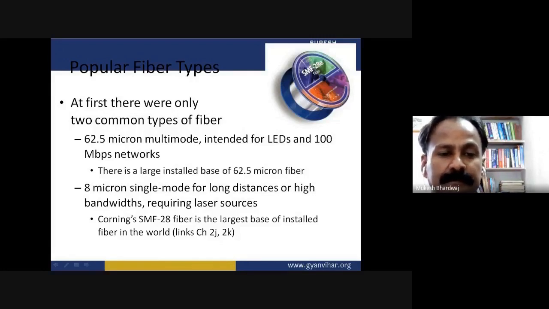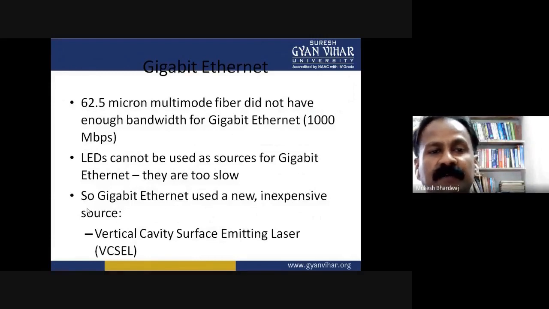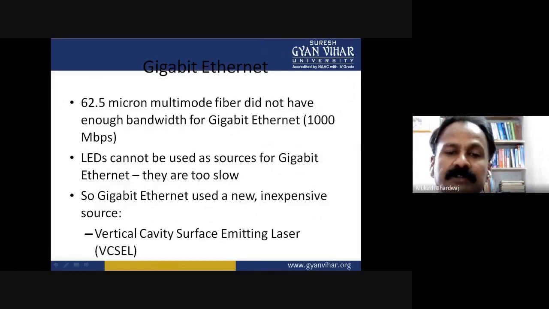Gigabit Ethernet links. 62.5 micron multimode fiber did not have enough bandwidth for gigabit Ethernet, 1000 Mbps. LEDs cannot be used as a source for gigabit Ethernet. They are too slow. So gigabit Ethernet uses new inexpensive sources, vertical cavity surface emitting lasers.